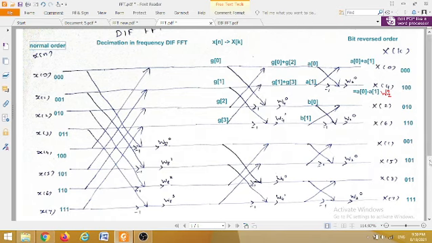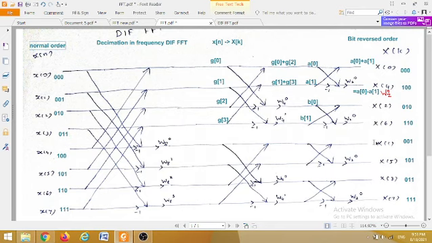So this is the structure. We have the 8-point structure, and then W8 power 0, W8 power 1, W8 power 2, W8 power 3 are multiplied, and here we have G of 0, G of 1, G of 2, G of 3, which produce A of 0, A of 1, B of 0, B of 1, which finally produce the x of k. Similarly here also we have H of 0, 1, 2, 3, which produce C of 0, C of 1, D of 0, D of 1, which finally produce the x of k.